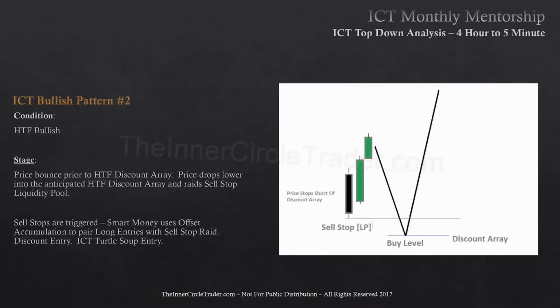Okay, the second one is the ICT bullish pattern number 2. And I don't have any names for these except for just simply a fair value. And now this is a turtle soup or external range liquidity. The condition on the higher time frame is going to be bullish. And the stage or setup is this.